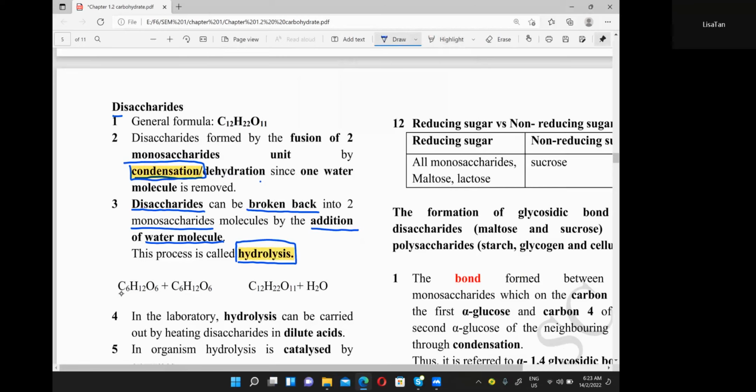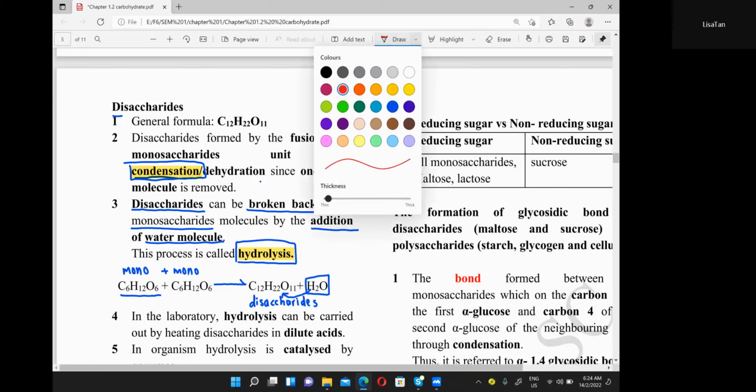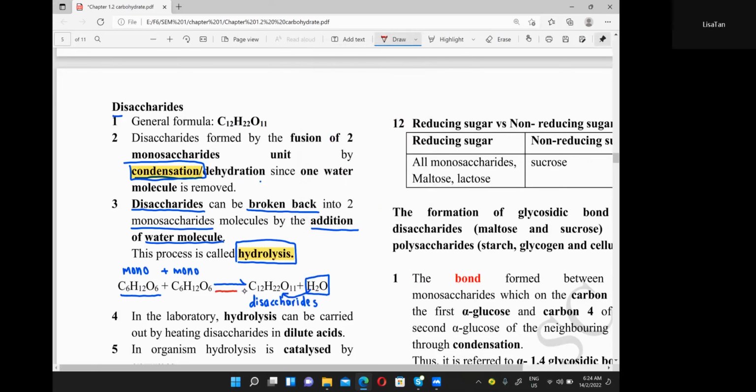Okay, so this is the chemical formula for glucose. So this is a monosaccharide joined with another monosaccharide. By the condensation process, they will form a disaccharide, with the removal of one water molecule. So if water is added to the disaccharide, this can break down the disaccharide into two monosaccharide units, and this process is known as hydrolysis. So X is the condensation and Y is the hydrolysis process.